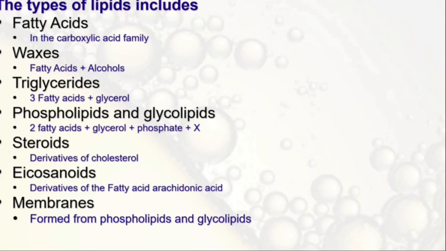So there are different types of lipids, which include fatty acids in the carboxylic acid family. Waxes contain fatty acids plus alcohol. Triglycerides contain 3 fatty acids plus glycerol. Others are phospholipids and glycolipids, steroids, eicosanoids, membranes. In this video, we'll study these fatty acids in detail.